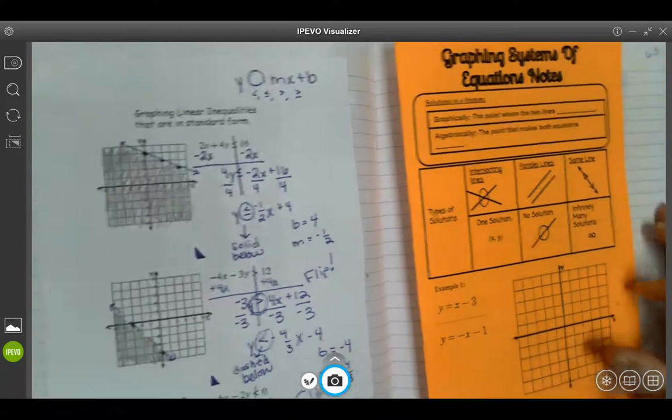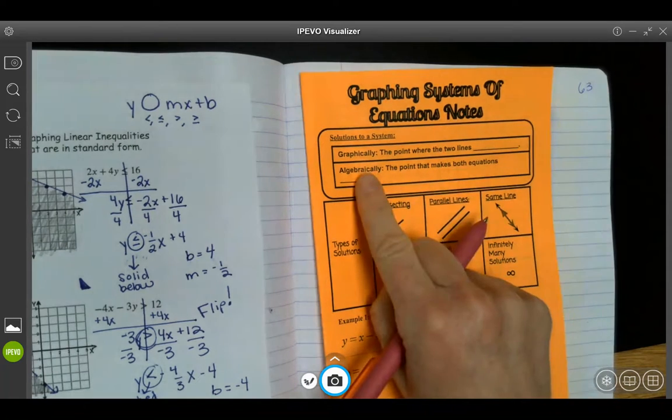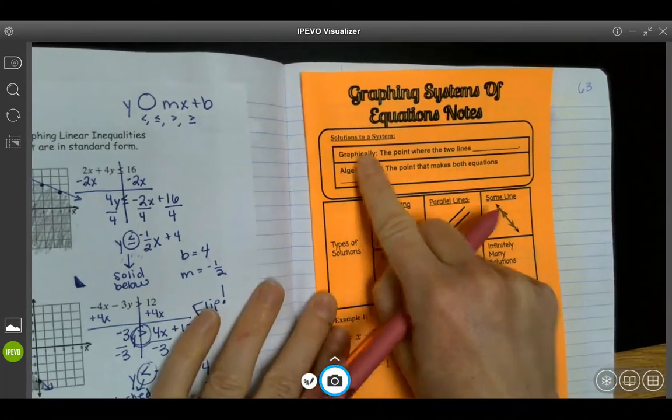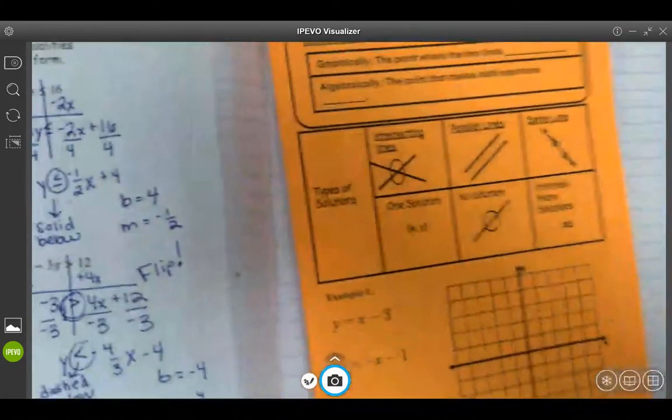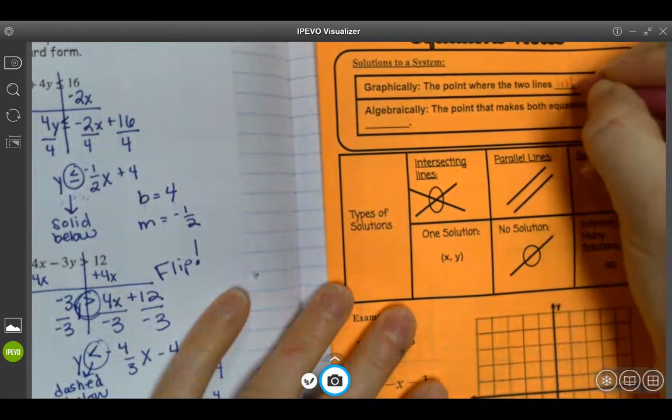We are looking at systems of equations. So a system of equations means you have two variables, x and y, and then you have two or more equations. So in Algebra 1, we're only going to do two equations. So solutions to a system, graphically, is a point where the two lines intersect.